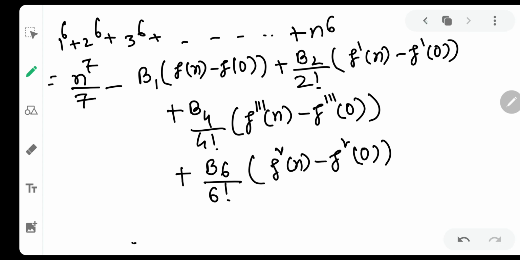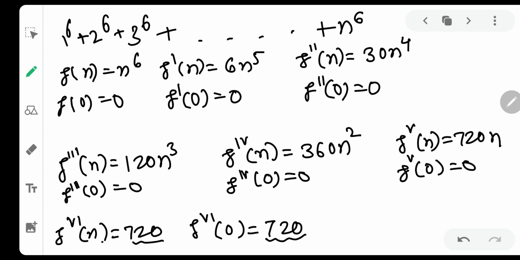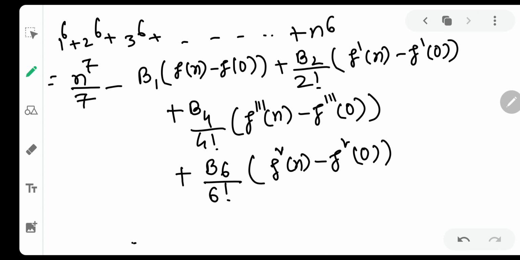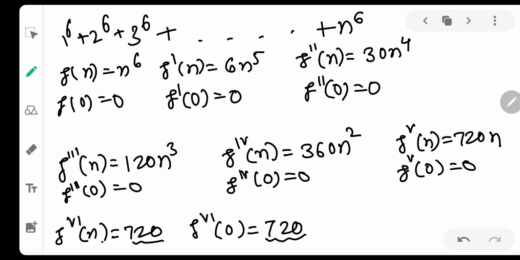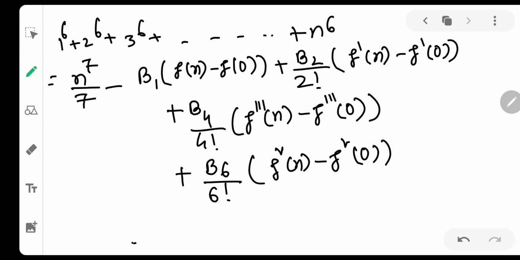There is one more important thing. There is a pattern which you need to observe and understand carefully. See, even b6 was not required for us, right? Because b6 times f6 of n minus f6 of 0 will also turn 0. So b6 will also be gone because b7 is 0. Now we need to only solve this in order to get our answer.